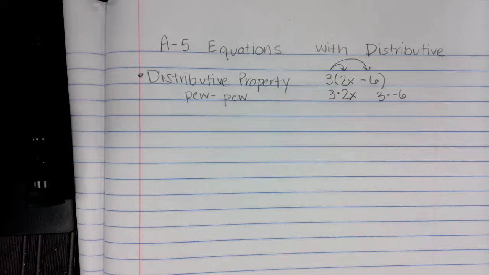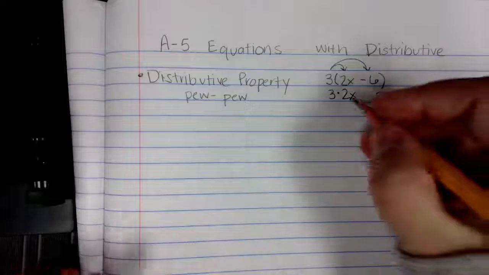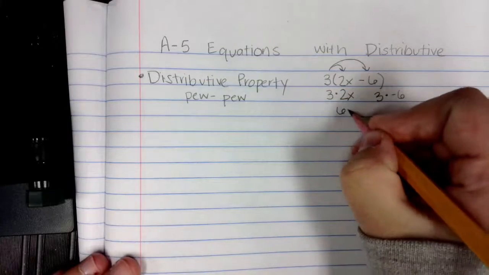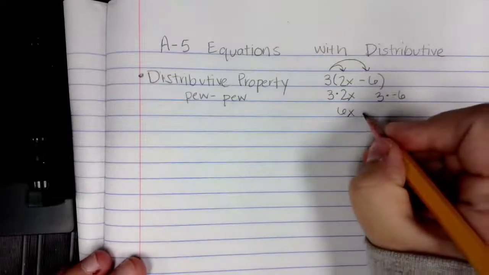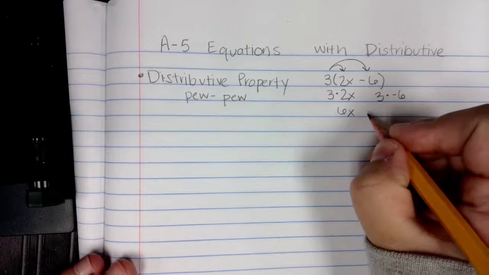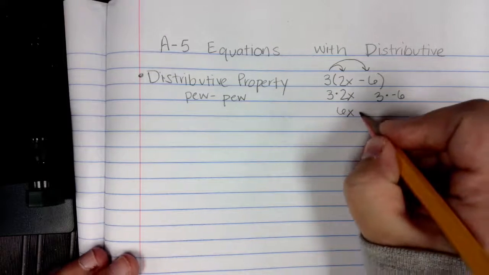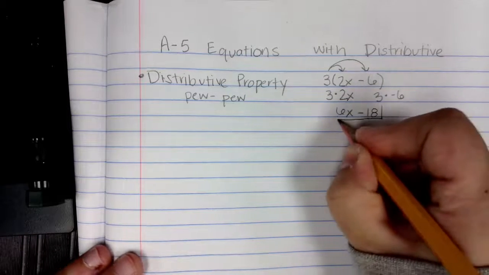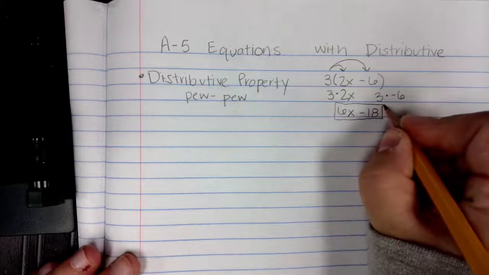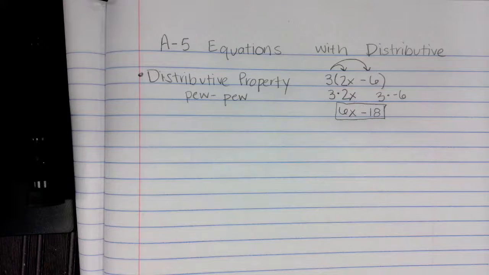And what is 3 times 2? 6. And 3 times negative 6. Negative 18. So we have an option there. We can either write plus negative 18 or we can write minus 18. Either way, it means the same thing. So that's our distributive property. We're going to now use that while we solve equations.